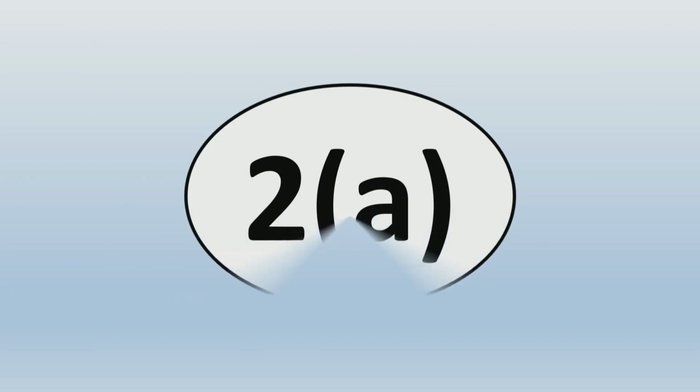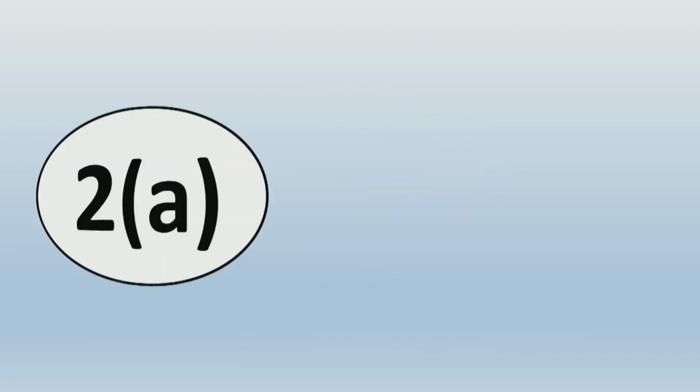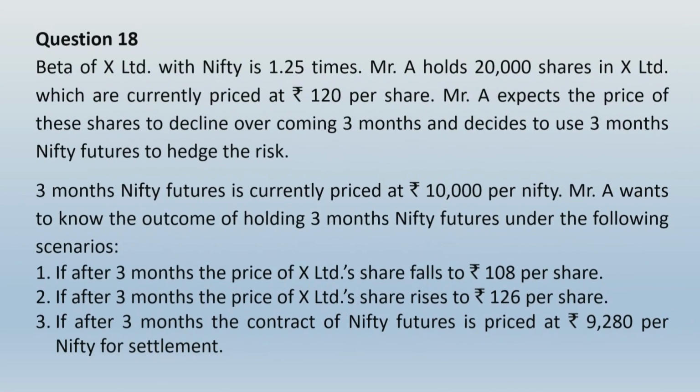that is question number 2A. Now this is picked up from the topic derivatives, and from your textbook it is question number 18. So let us deal with this. Beta of X Limited with Nifty is 1.25 times. Mr. A holds 20,000 shares in X Limited, which are currently priced at rupees 120 per share.